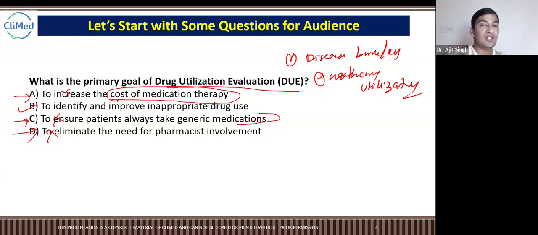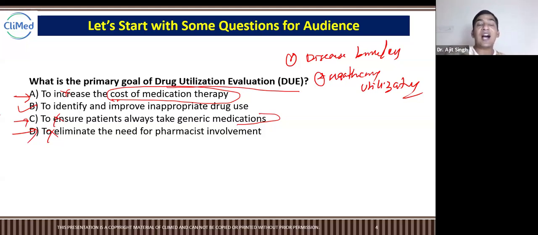Why do we do the drug utilization review, or drug utilization assessment or evaluation? Because we want to know if the drugs are being prescribed, dispensed, or being taken in the correct manner. Understand, guys, focus. If the drugs are being prescribed, dispensed, or being taken in the correct manner, right? So this includes multiple stakeholders again, based on their role and responsibilities. I'll come to that later.